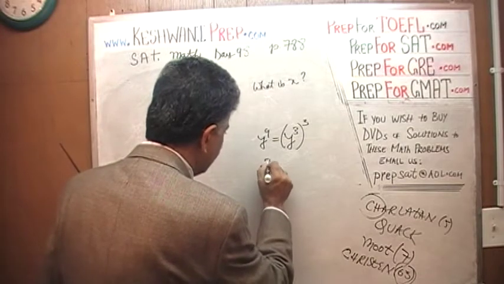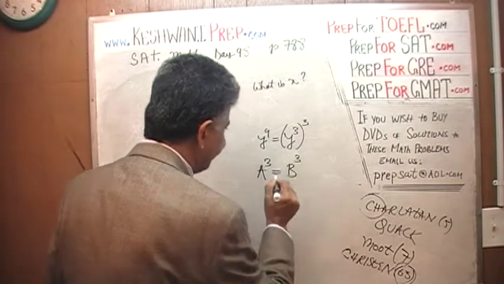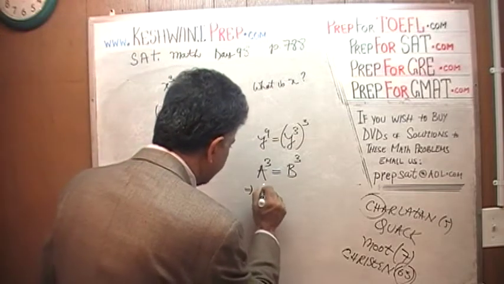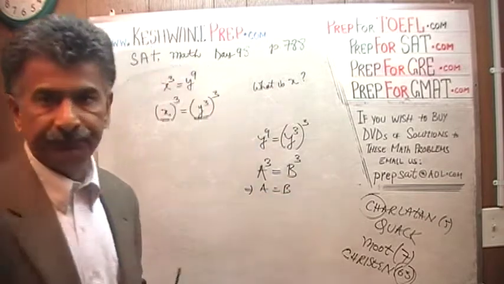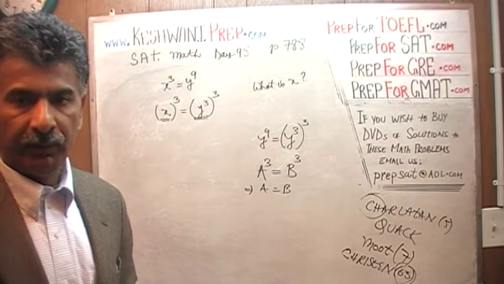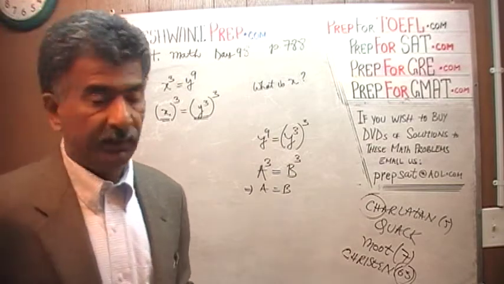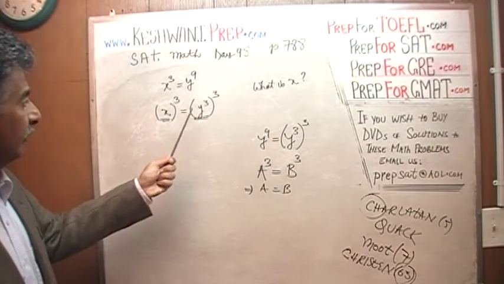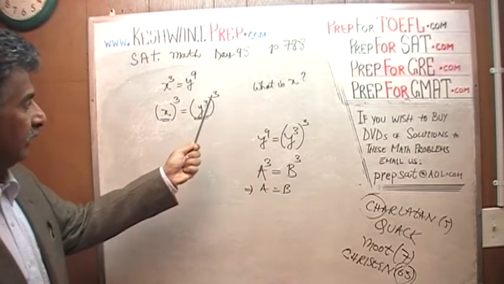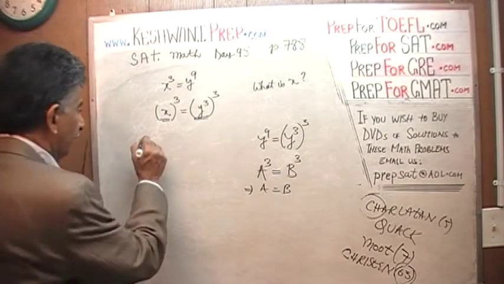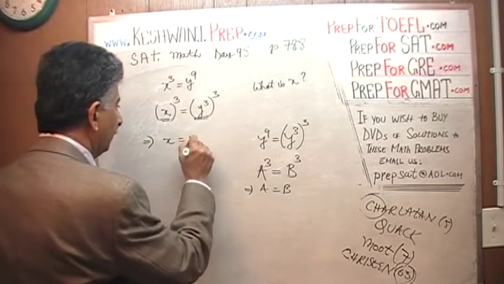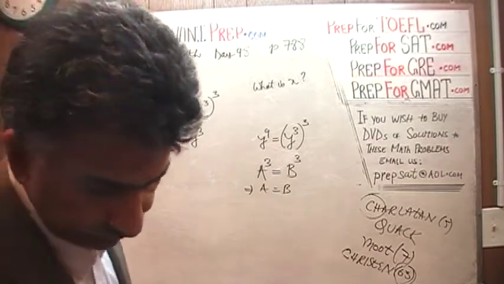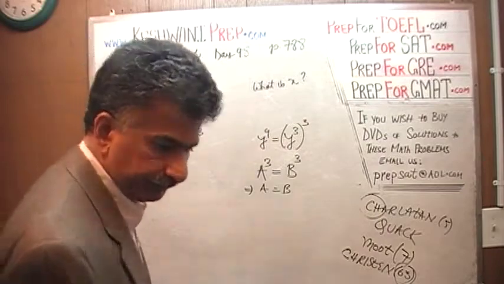if a cubed equals b cubed, then that must mean that a must equal b. That's the only way the cube of a would equal the cube of b is when a equals b. The same exact thing is true here. Since the quantity in this parenthesis cubed is equal to the quantity in the parenthesis on the right hand side cubed, therefore this implies that x must equal y cubed. That's it. That's all it is. We're done. That was number 11.